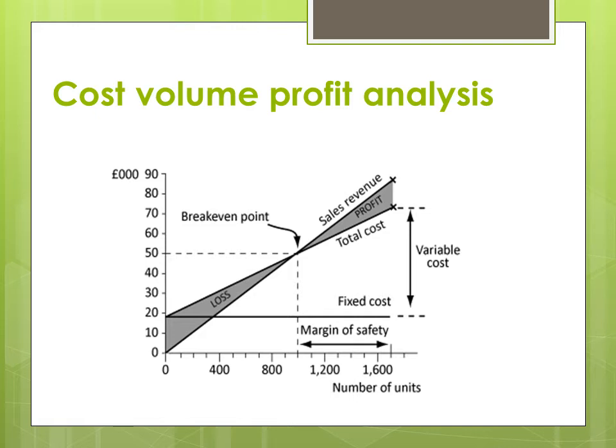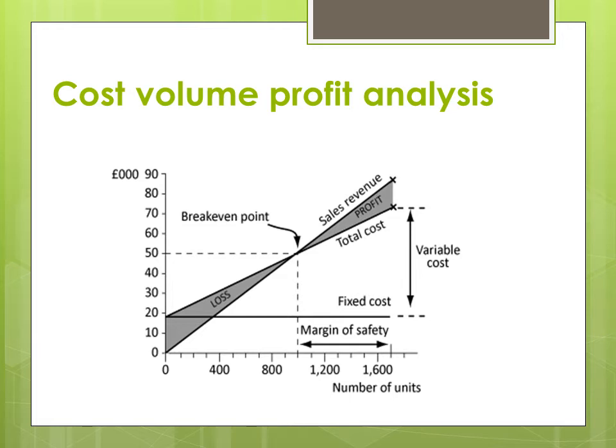So above 50,000, you can see that at the level of output beyond Q equal to 1000, the firm is earning profit, because here the total revenue curve is above the total cost curve. Where the total revenue curve is above total cost, that is where the firm gets profit.